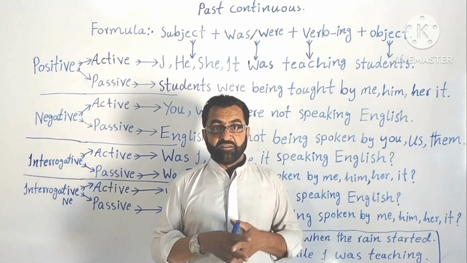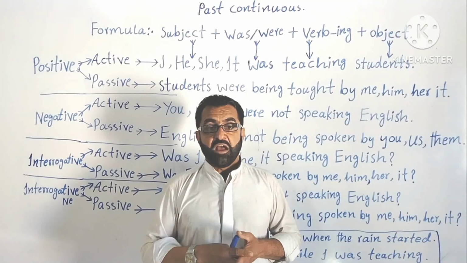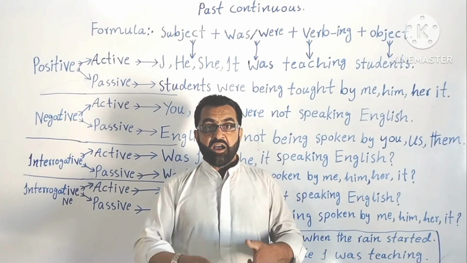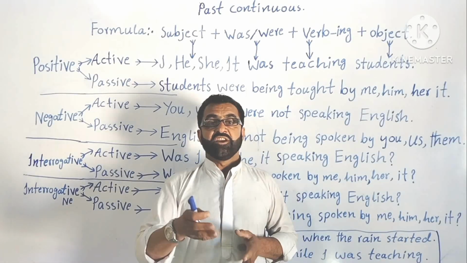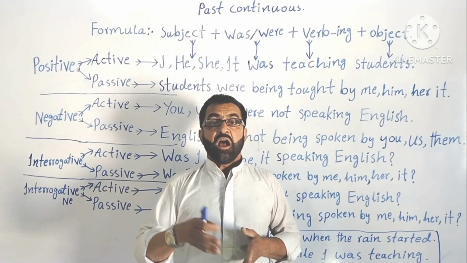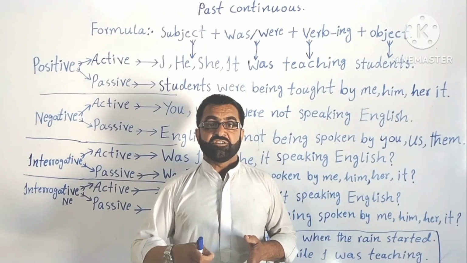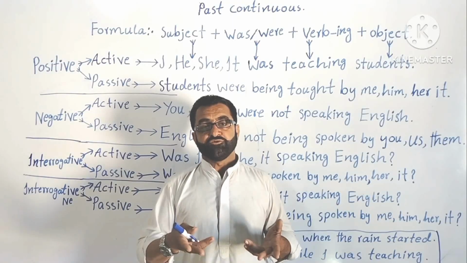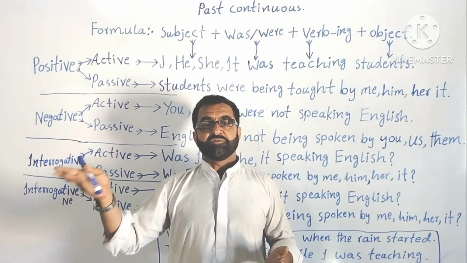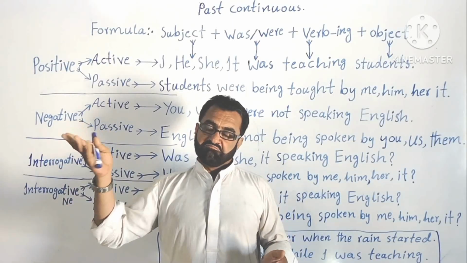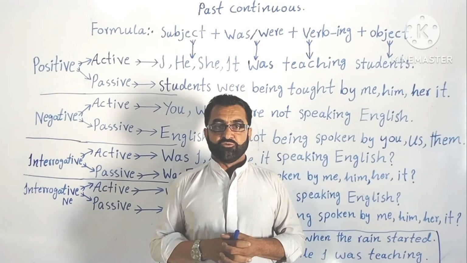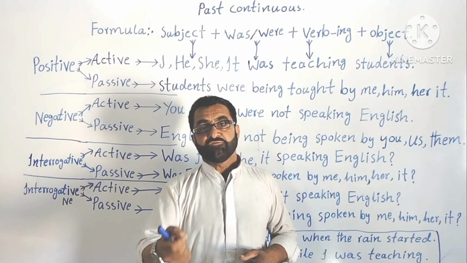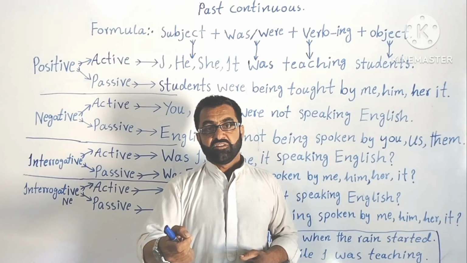For example, let me give you another example. I drink a glass of water. It is active voice. A glass of water is drunk. This is passive voice. Now, it's up to you whether you say by me, by him, by her, by it, by Ali, etc. Okay, that's up to you. Here you can say the main purpose is the glass of water in passive voice.